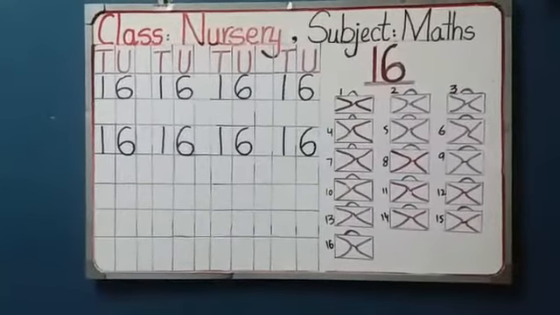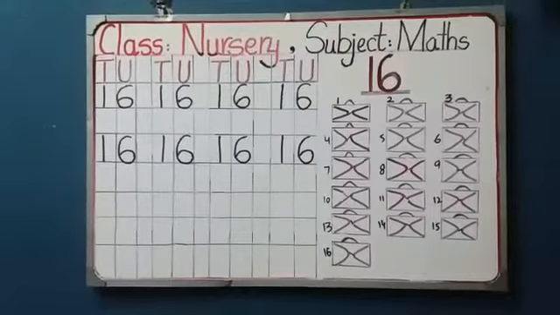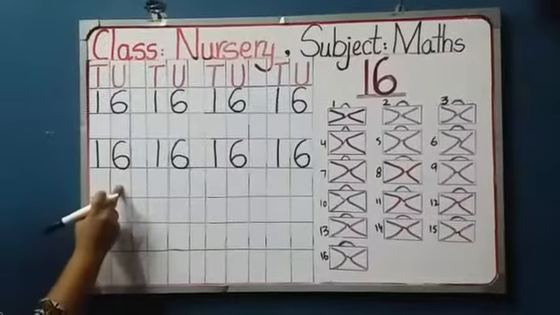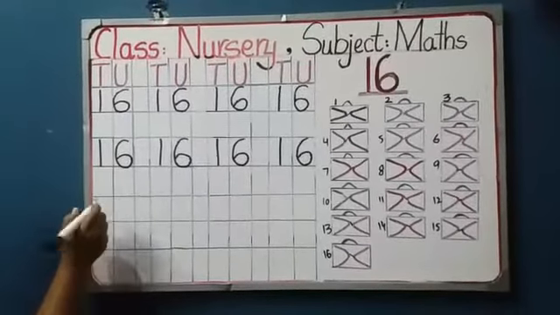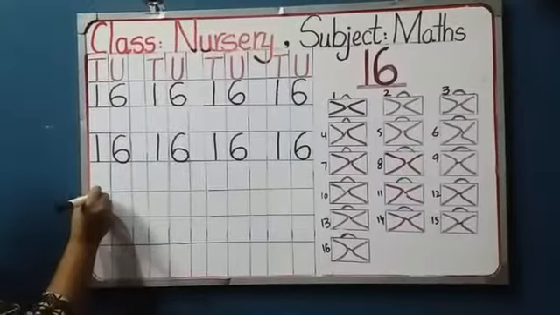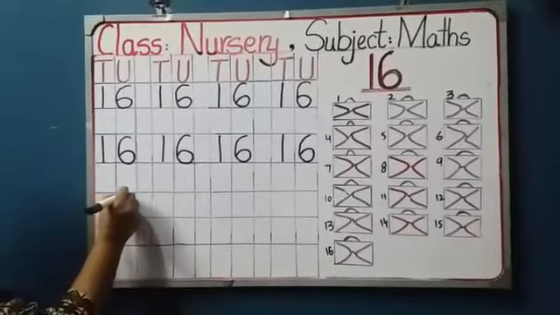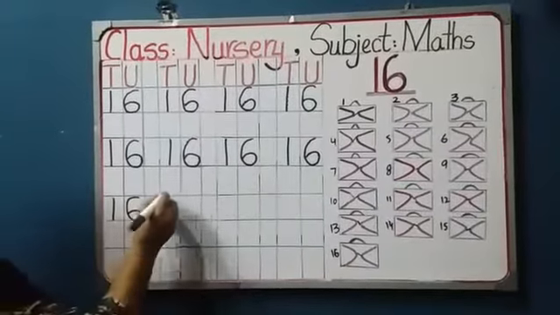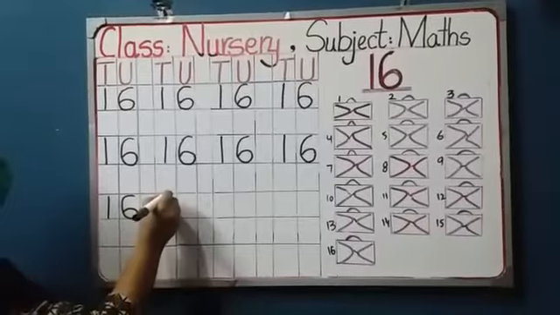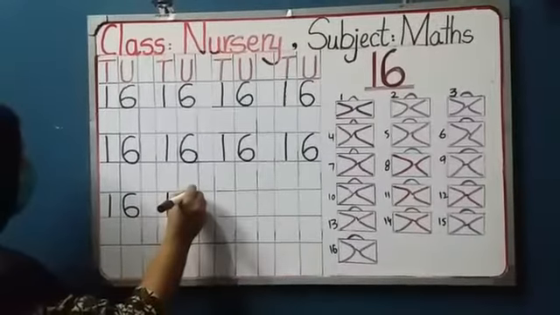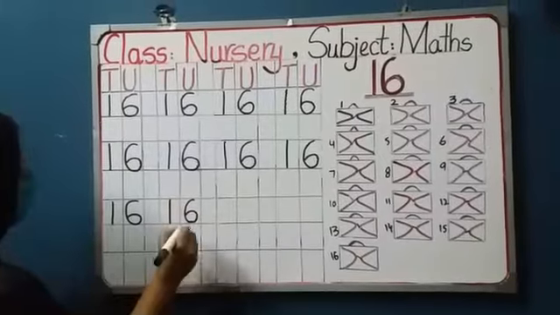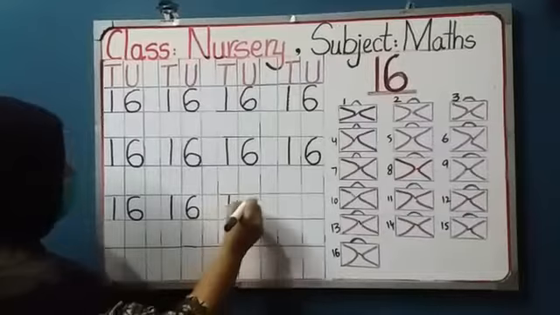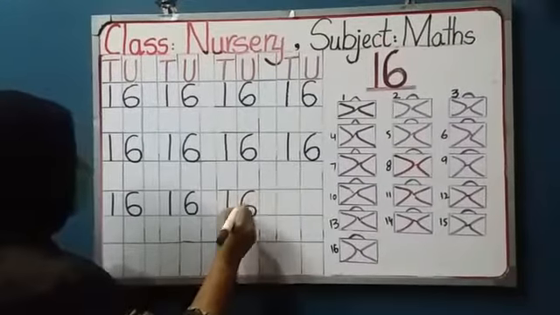Students, we have done practice on dots, now let's write ourselves. Look, leave these lines and come on this block. Write in this block 1 and in this block 6. What's this? 1, 6, 16. Now leave this block and come on this block. Write 1 and 6. 1, 6, 16. Now leave this block and write 1, 6, 16. Read with me.